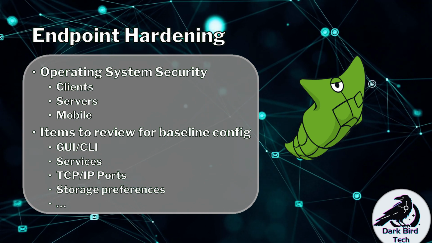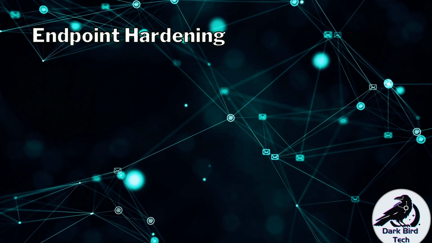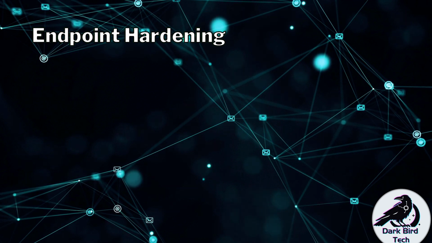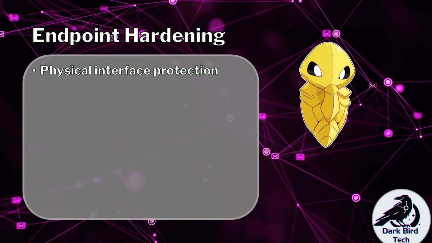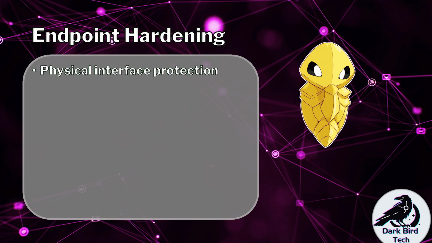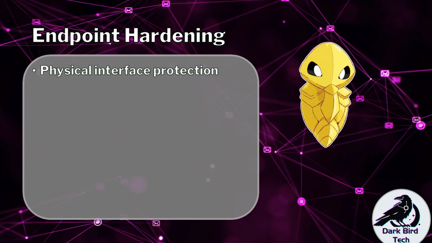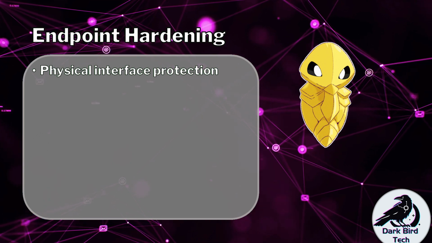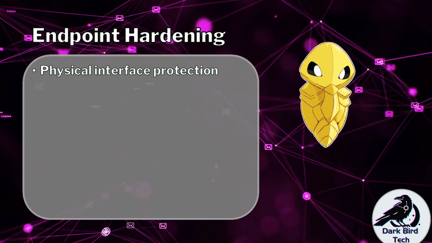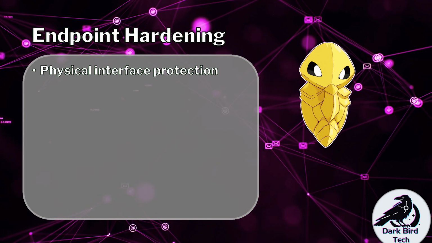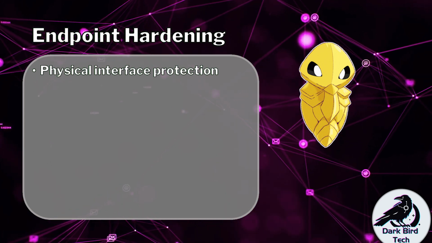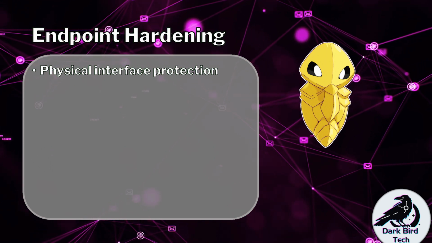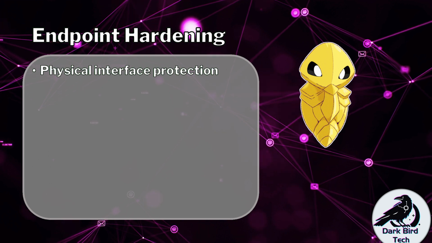But let's go with some endpoint hardening advice that could be quite useful, especially for your end user machines. And the first thing you might want to start considering is physical interface protection. With desktops and laptops, what you're going to be probably most concerned about is USB. And you can do things like, for instance, deploying a policy that blocks USB mass storage, which is obviously kind of useful, as this will limit the ability for USB flash drives and external hard drives to be used as an exfiltration technique.